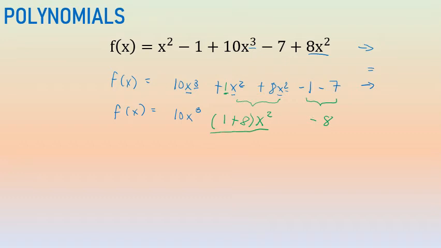So, anong pwede natin i-simplify? Itong term na ito. Pwede natin siya i-simplify. So, 1 plus 8. That is 9. Then copy the base and exponent. 9x squared. So, 9 is positive. Therefore, pwede natin itong ilagay na. Then minus 8. And this is now the value of our function f of x. So simplifying this one, combining like terms, we arrived at f of x is equals to 10x cubed plus 9x squared minus 8.